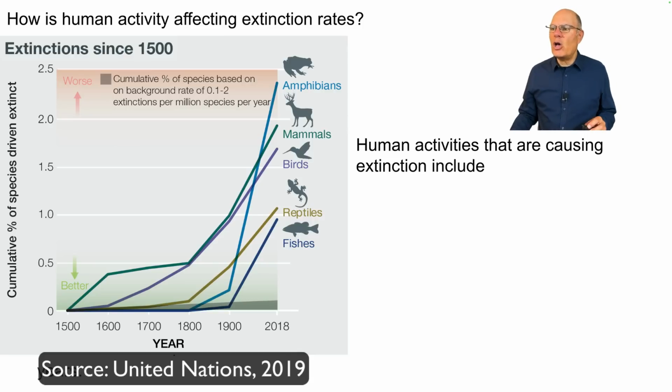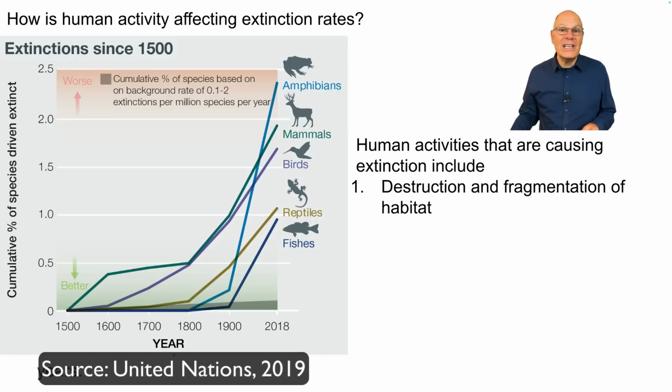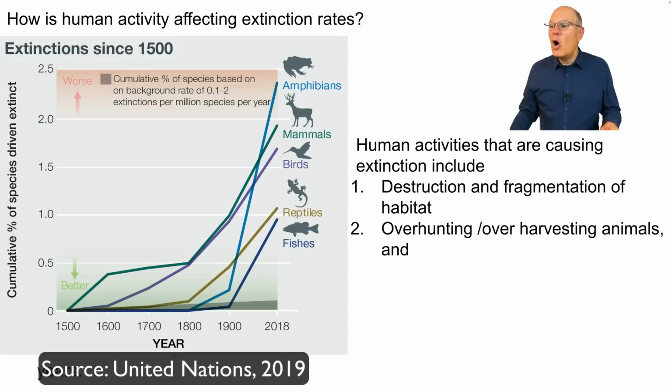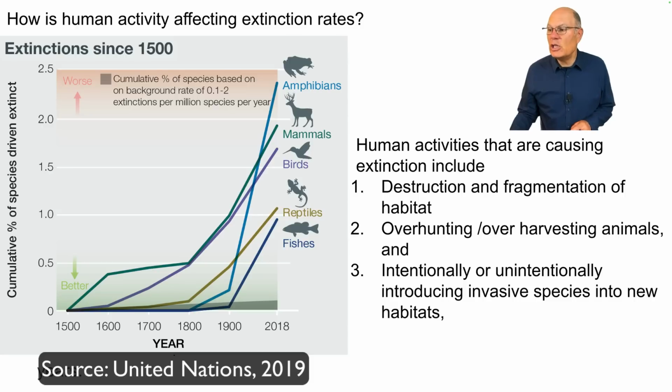Human activities that are causing extinction include destruction and fragmentation of habitat, overhunting, overharvesting of animals and plants, and intentionally or unintentionally introducing invasive species into new habitats. This is material that we'll look at more closely at the end of AP Bio Unit 8.